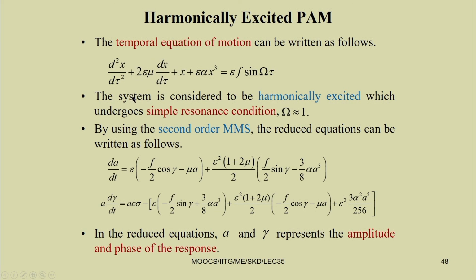After writing down this equation of motion, we can apply several methods to solve it. The system is considered to be harmonically excited, which undergoes simple resonance condition at omega nearly equal to 1. Here you just see the coefficient of x equal to 1, that is the natural frequency. As we have written it in non-dimensional form, the non-dimensional natural frequency is 1.